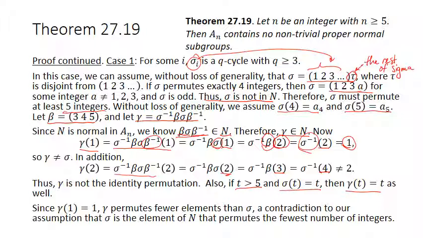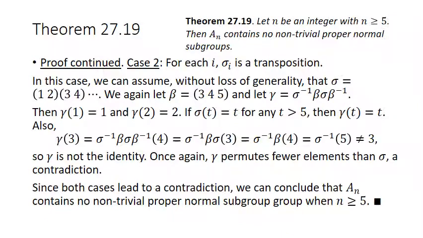Okay, but now look at what we've got here. Since gamma of 1 equals 1, this means that gamma permutes fewer elements than sigma, which is a contradiction to our assumption that sigma is the element of A_n that permutes the fewest number of integers. So this is quite interesting. Gamma doesn't move anything that's greater than 5, and it also doesn't move 1. So by not moving 1, it is actually moving fewer things than sigma. So this is a contradiction.